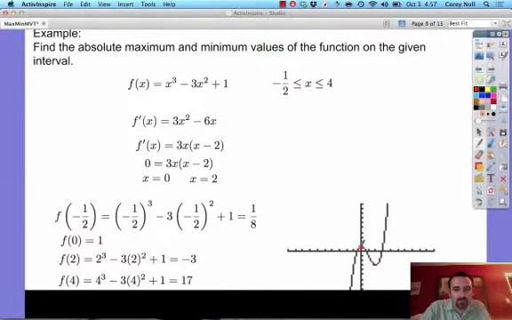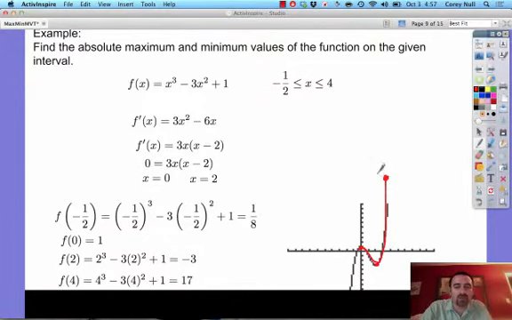Okay, I've got 2, which is -3. That's right there. I've got 17, which is way up here. 4, 17 is up here. So you can see that the function I'm looking at is this function, and I've found those 4 points that I just articulated. 1, 2, 3, 4. Now, my absolute maximum value is this, and my absolute minimum value is this, right?